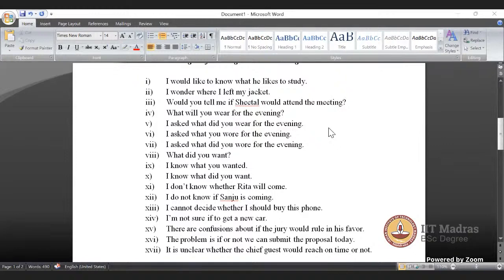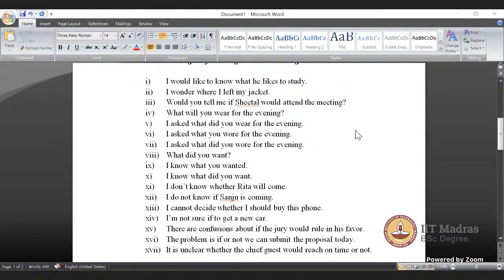Of course, if it is not if, then we'll have to use whether there, right? That's the nature of the predicate. But why do you use whether? Because whether can be used with non-finite clauses; if cannot be used with a non-finite clause.